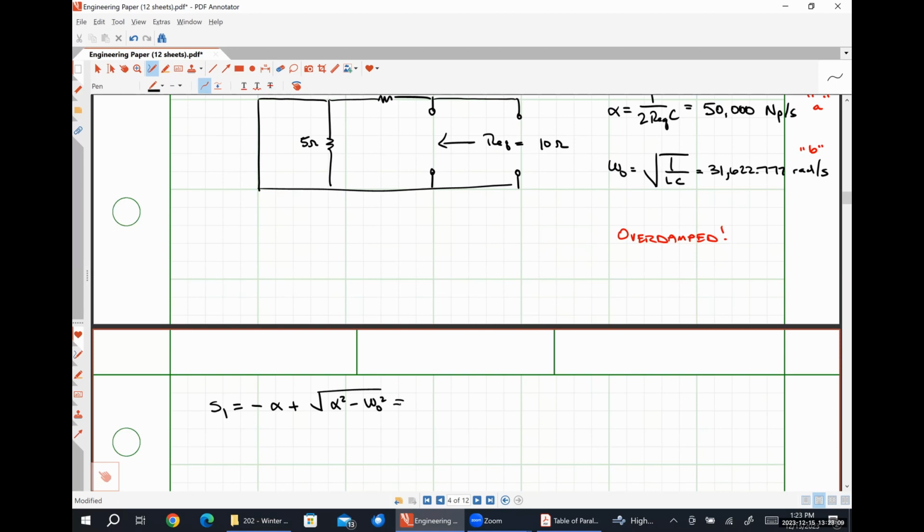Plus square root of A squared minus B squared. I get that to be negative 270.167 units of per second. And I'm going to store this in my calculator as C, because we'll use it in a moment.